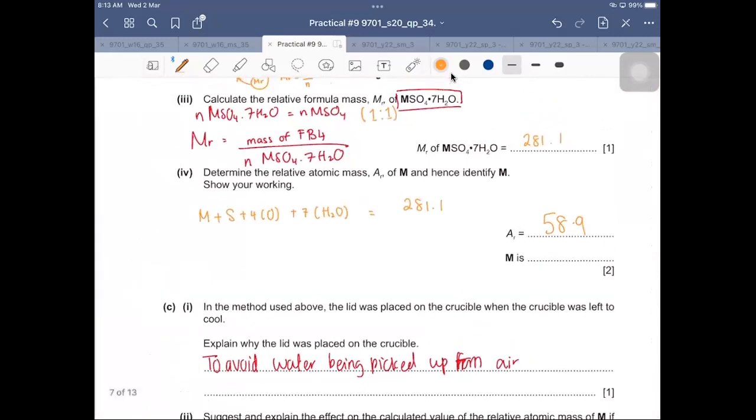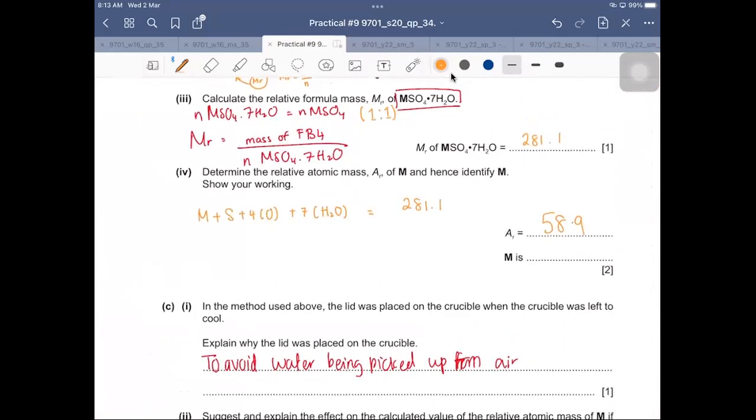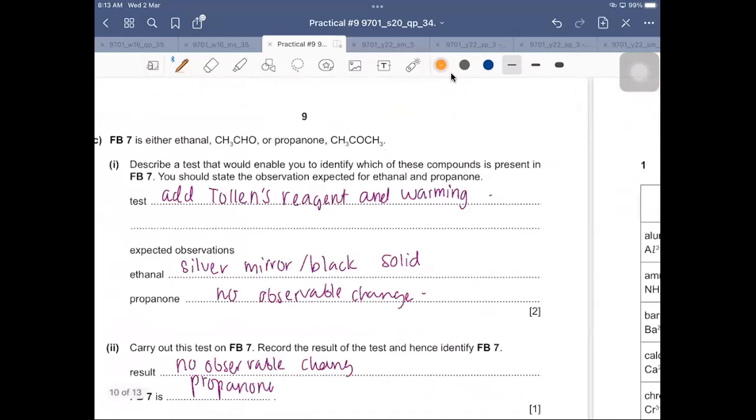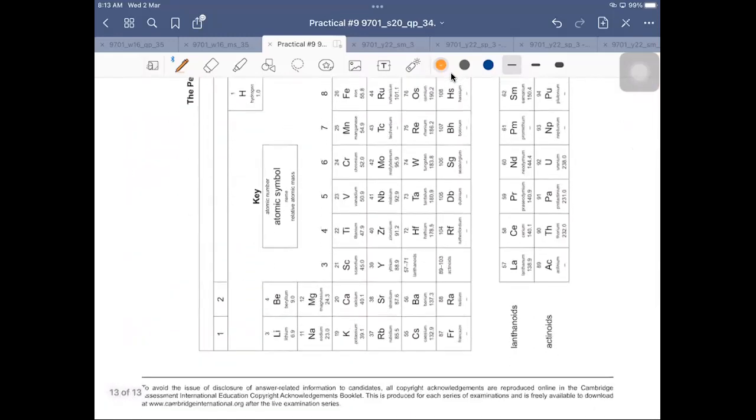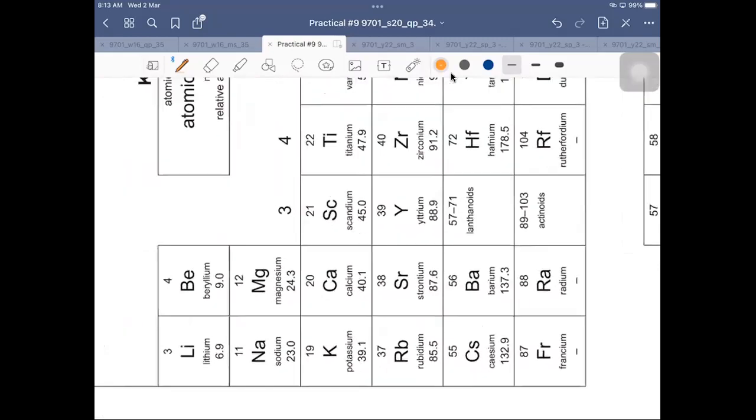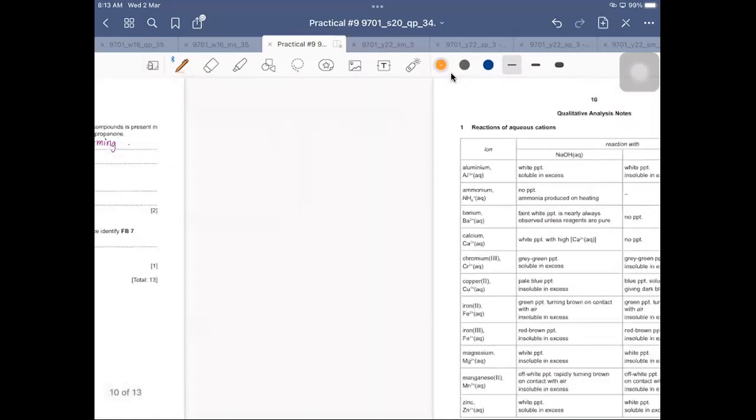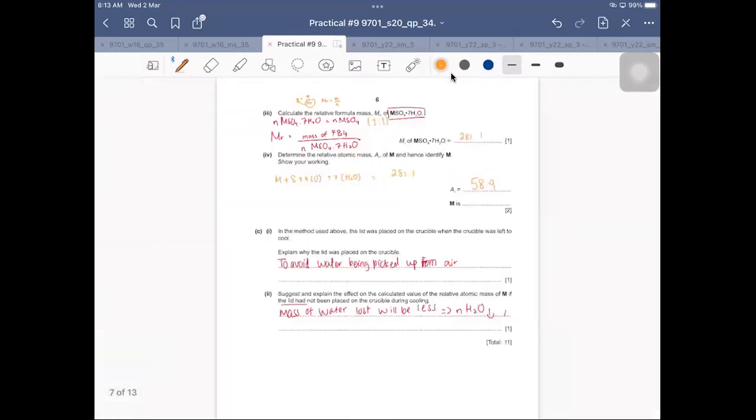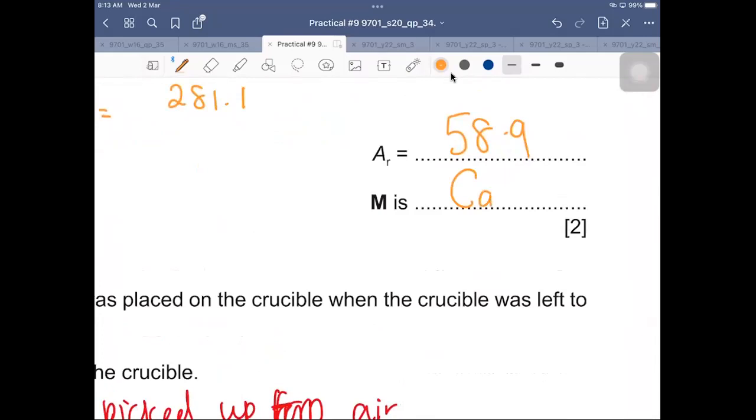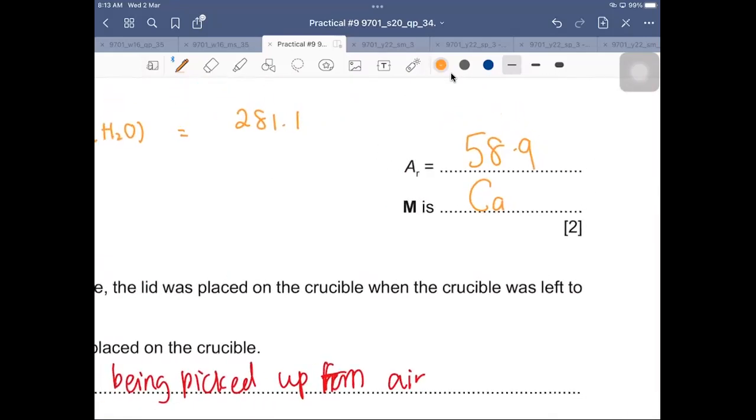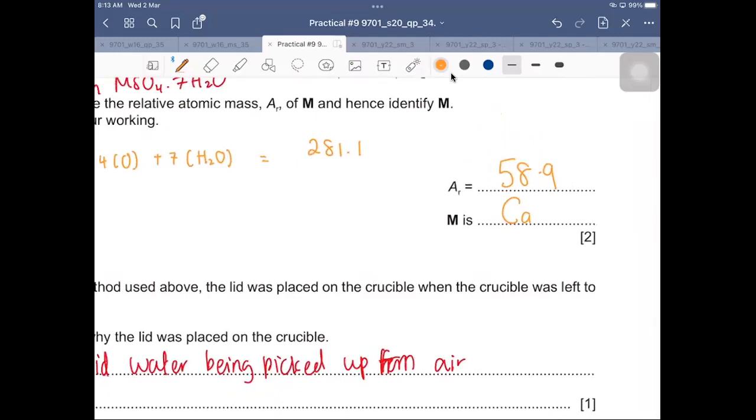And if you read the first part, M is a group 2 metal. So you should find a group 2 metal that has the closest AR to 58.9. Okay, so in my case, the closest one is calcium, 40.1. But I don't know if it's the same for everyone. So in this case, my metal is calcium. Okay, anyone else who did not get a whole number, like they got 0.00 something? No?